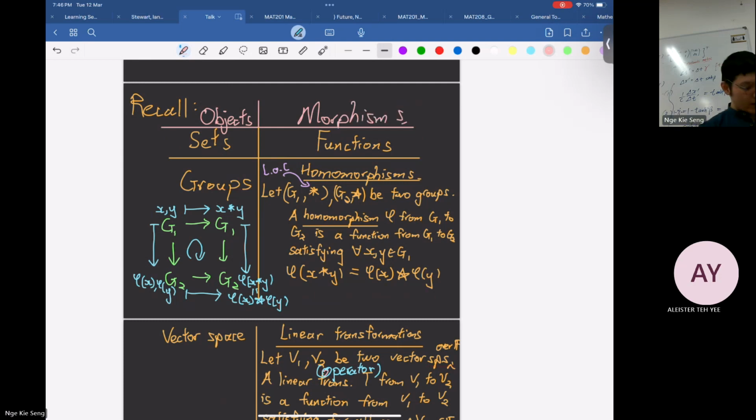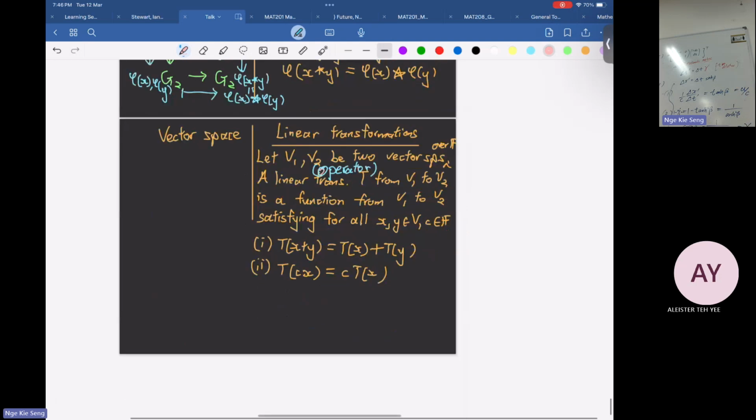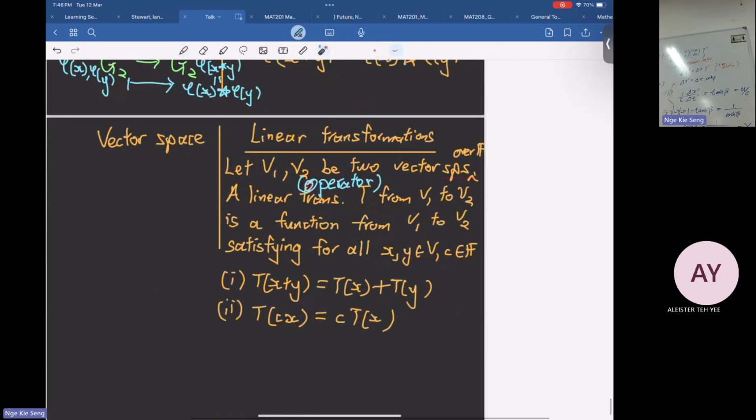From this discussion, I want you to remember clearly this definition of linear transformation. This is what we are interested in today, or linear operators, or simply operators. When I talk about linear operators, it is just a function between two vector spaces that satisfies these two properties. That's all I want you to know.